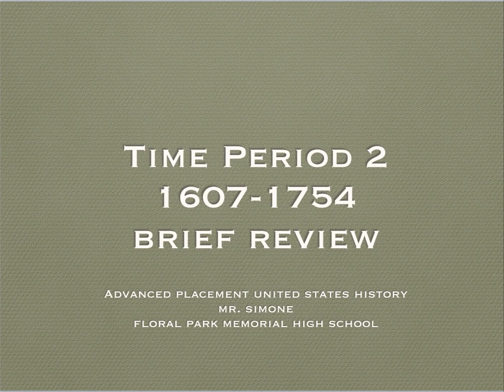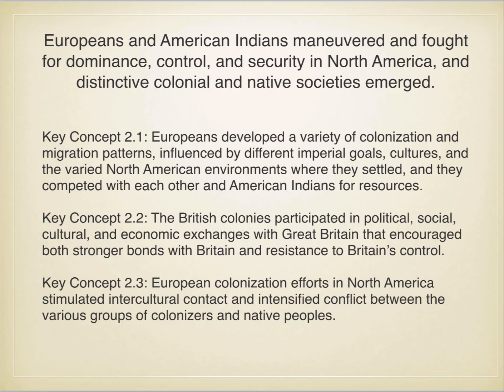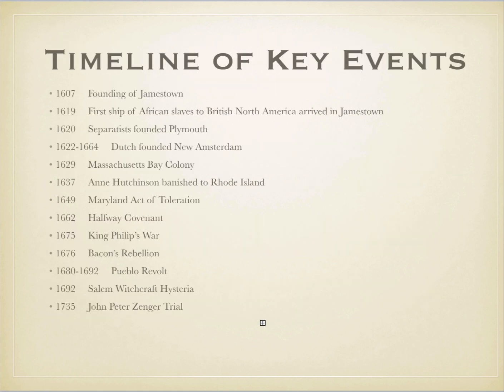So let us begin. The overarching theme here is a very clear one. Europeans and American Indians maneuvered and fought for dominance, control, and security in North America, and distinctive colonial and native societies emerged. So we want to know about relationships with Native Americans, and we want to learn how these colonies developed in North America. So here's the timeline I have for you. I'll go through this briefly and see if you understand it.